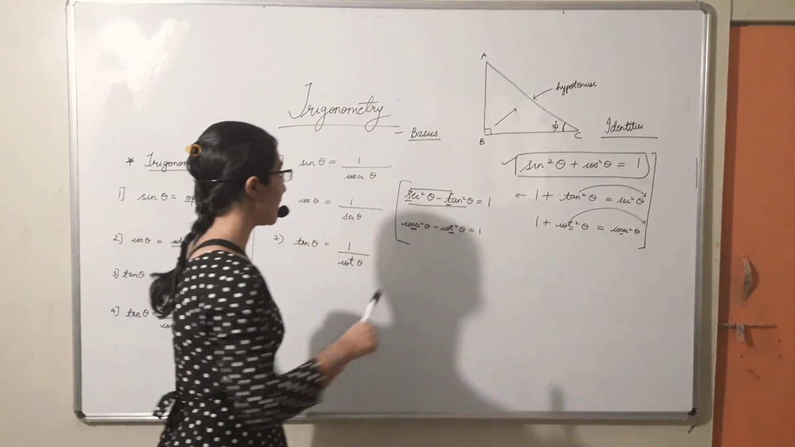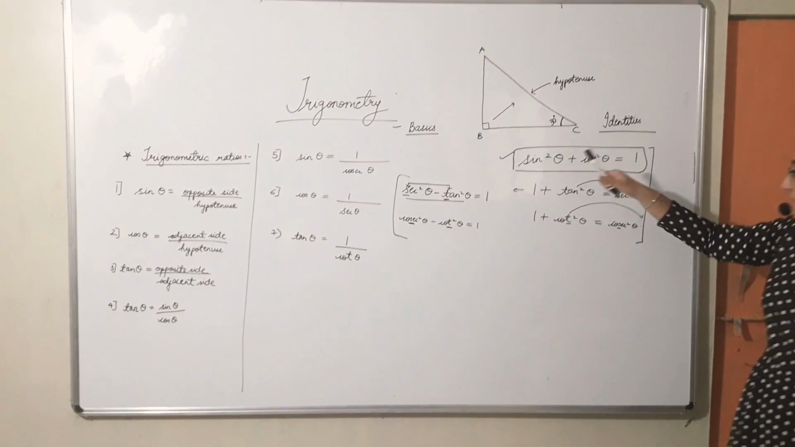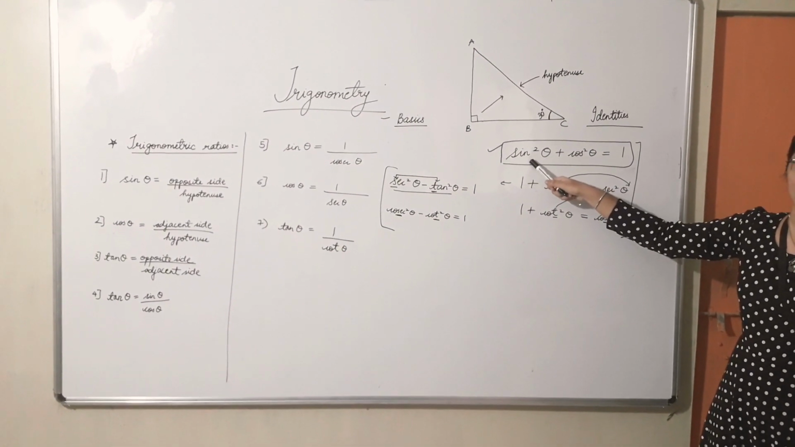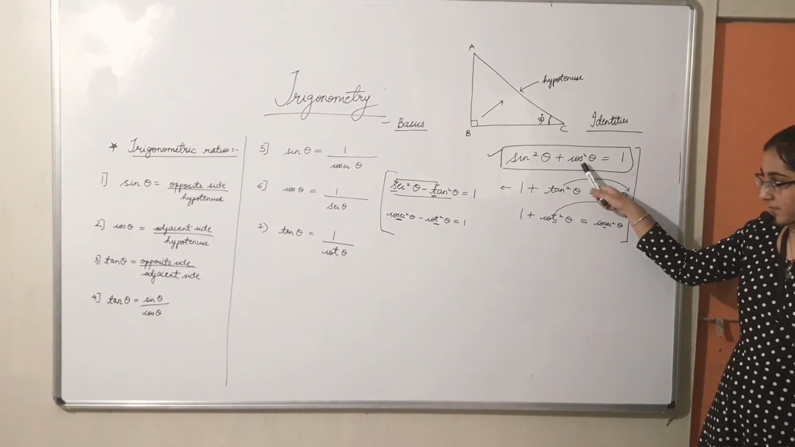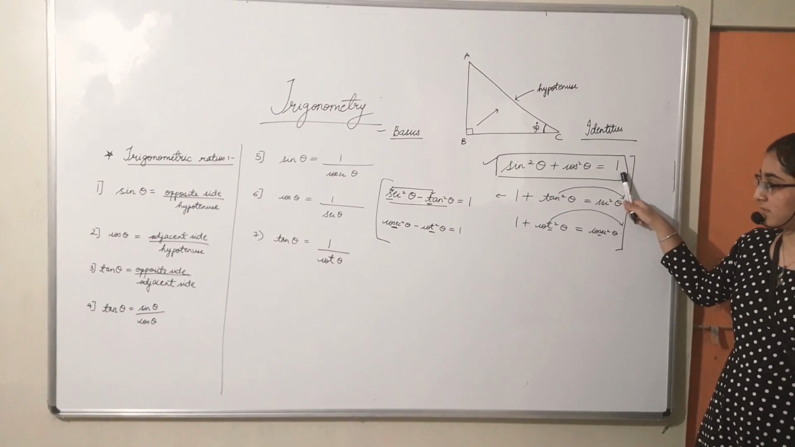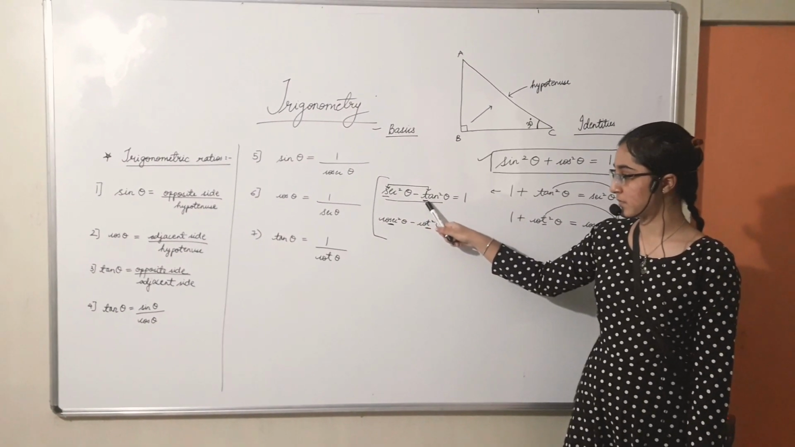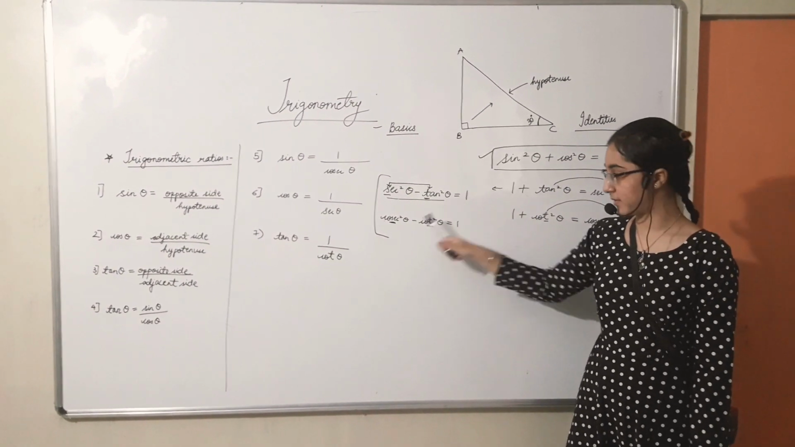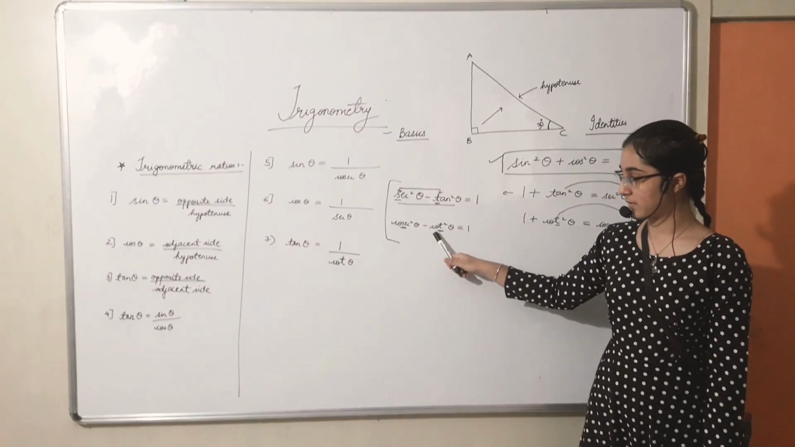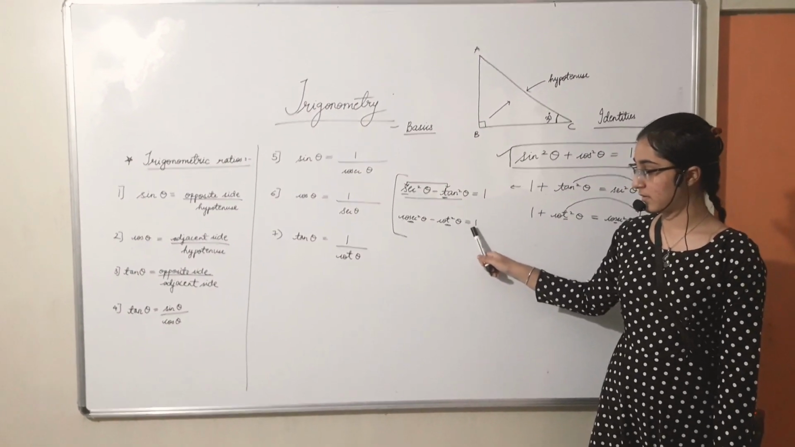So let's repeat the formulas, sorry, these identities. Say, everyone. Sin square theta plus cos square theta is equal to 1. Okay. Sec square theta minus tan square theta is equal to 1. Yes. Next, cosec square theta minus cot square theta is equal to 1.